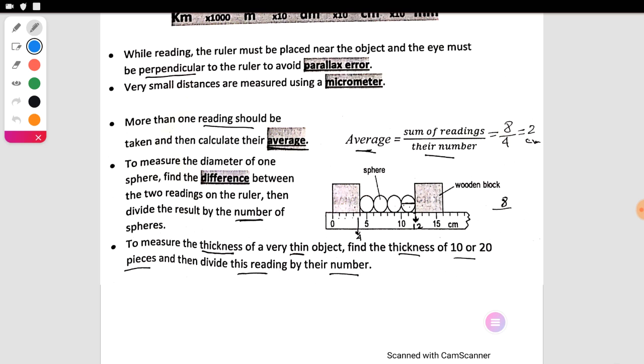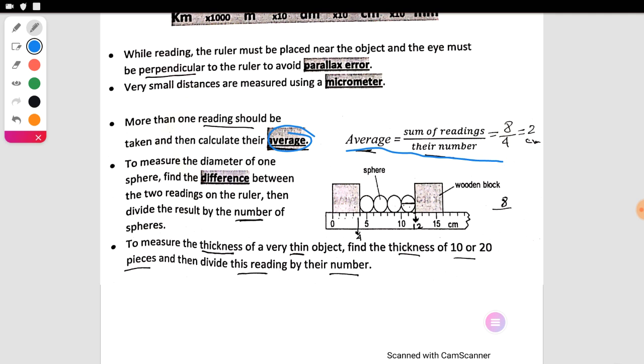More than one reading can be taken, and we calculate their average. If you have a number of spheres measured by a ruler, we need to determine the average value. The average equals the sum of readings divided by their number.